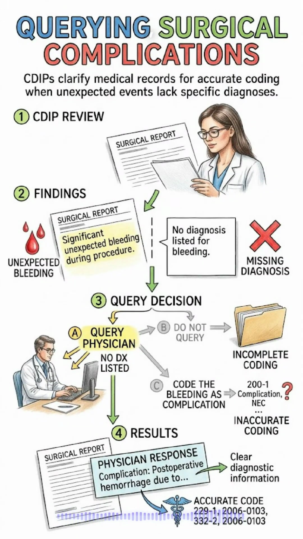12. When is it appropriate to query for a complication that occurred during a surgical procedure? You should query when the surgical report mentions unexpected bleeding, but no diagnosis is listed. The surgeon must explicitly state if the bleeding was a true complication of the surgery.